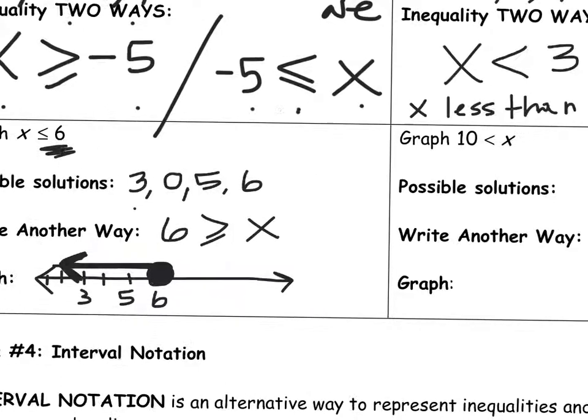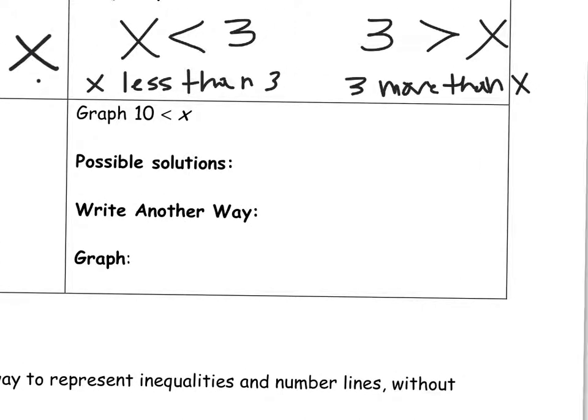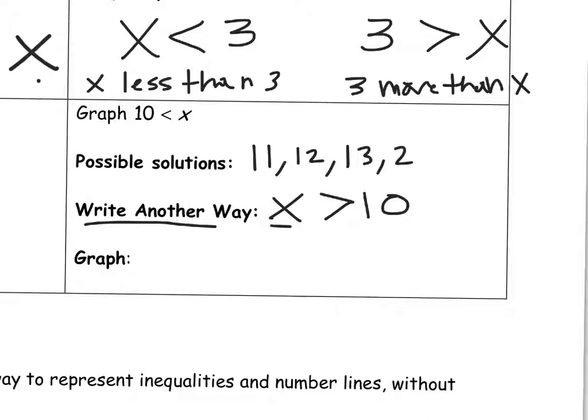So in our next example, we are graphing 10 is less than x. And I'm going to jump ahead here and skip to the one that says write another way. If 10 is less than x, that means that if we rearrange x and 10, x is greater than 10. And I think it's a little bit easier to work with it when the x is on the left. X is greater than 10 means example solutions are 11, 12, 13, 20, 100. There's tons of numbers that are greater than 10.